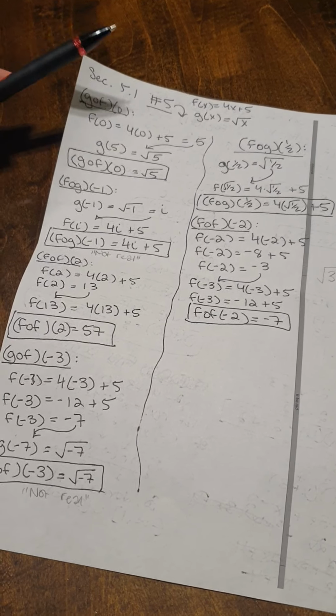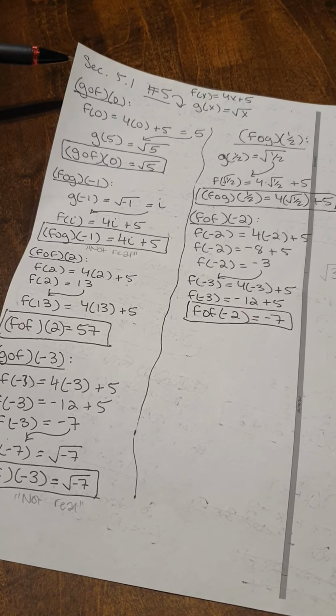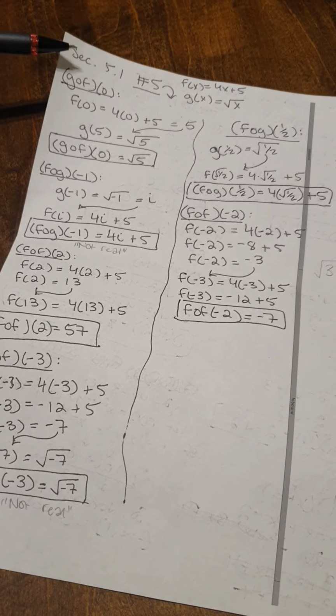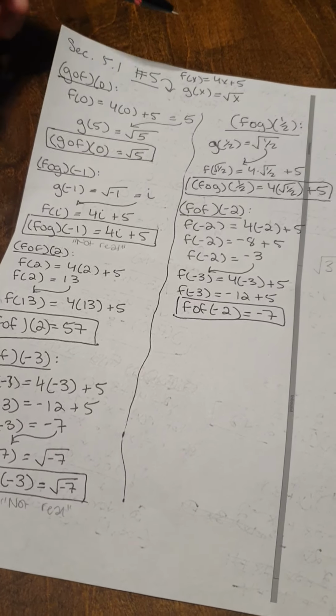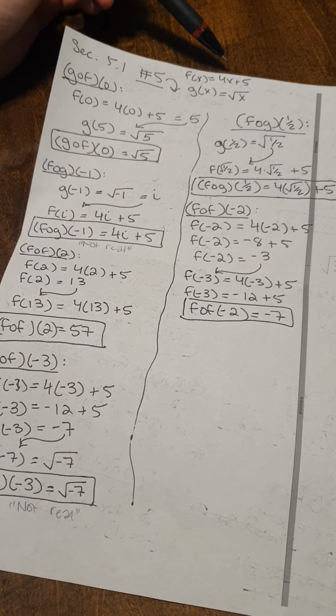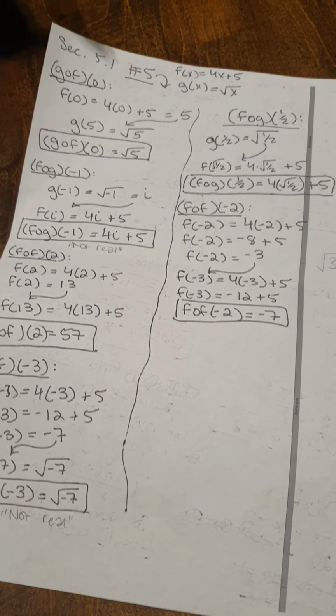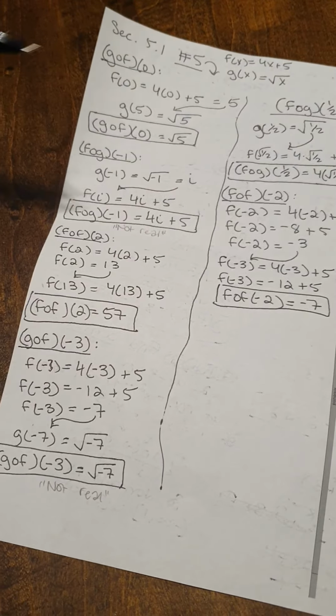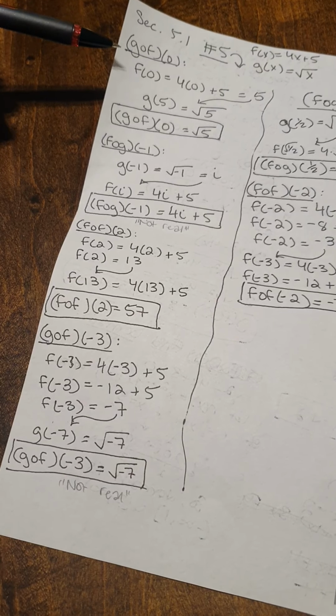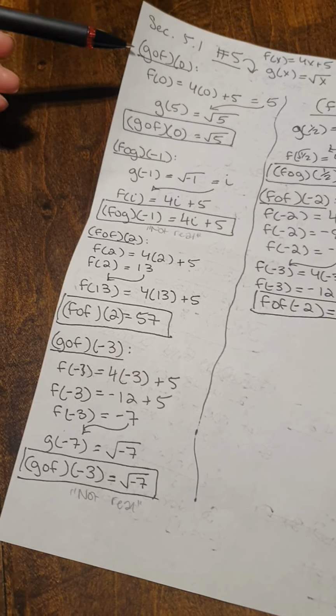All right, so the original question I decided to do was section 5.1, number 5, and these are just composite functions. So we've got f of x is equal to 4x plus 5, and g of x is equal to the square root of x. I had a couple issues with the end questions, but I was doing pretty good here for a little while, so we'll go over that first.